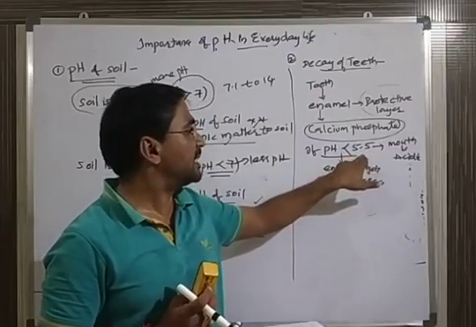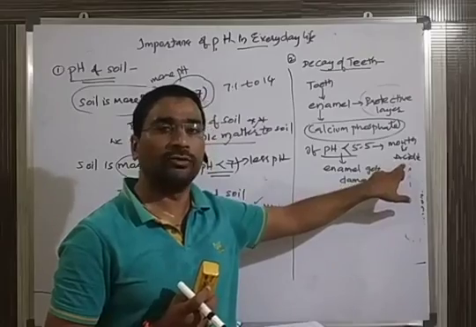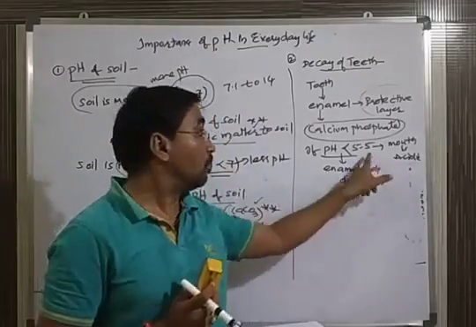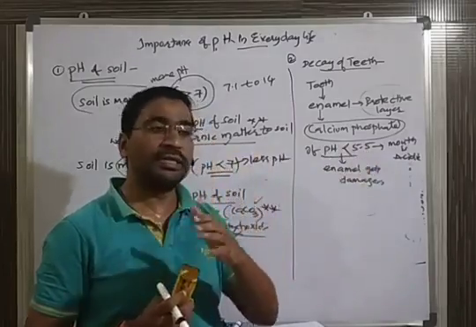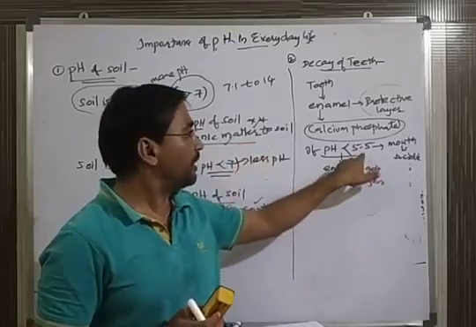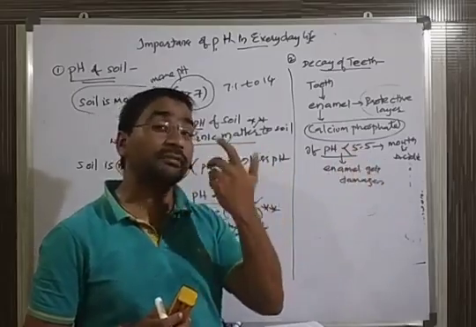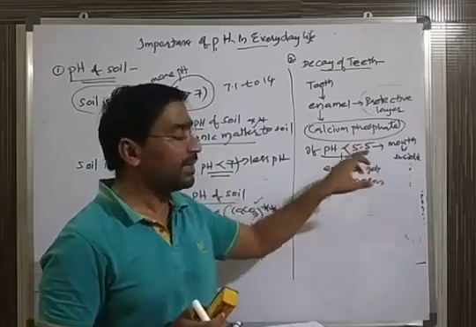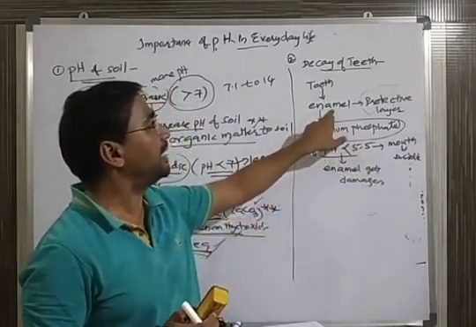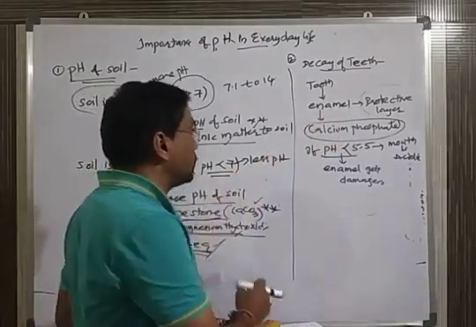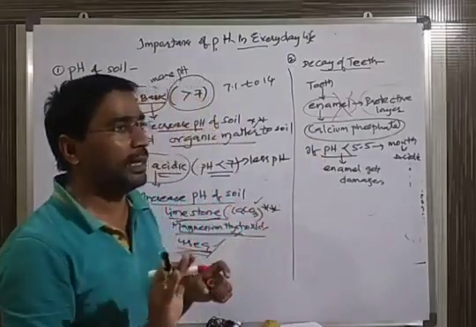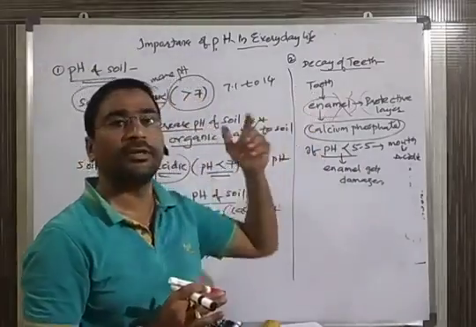If the pH is less than 5.5, what happens? As the mouth becomes acidic, germs will grow more. Germs will grow more on our teeth. We see in a lot of advertisements that teeth decay with germs. So whenever more germs grow, the germs will start decaying this enamel. They try to spoil this enamel. If the enamel is damaged, automatically the teeth will be spoiled.